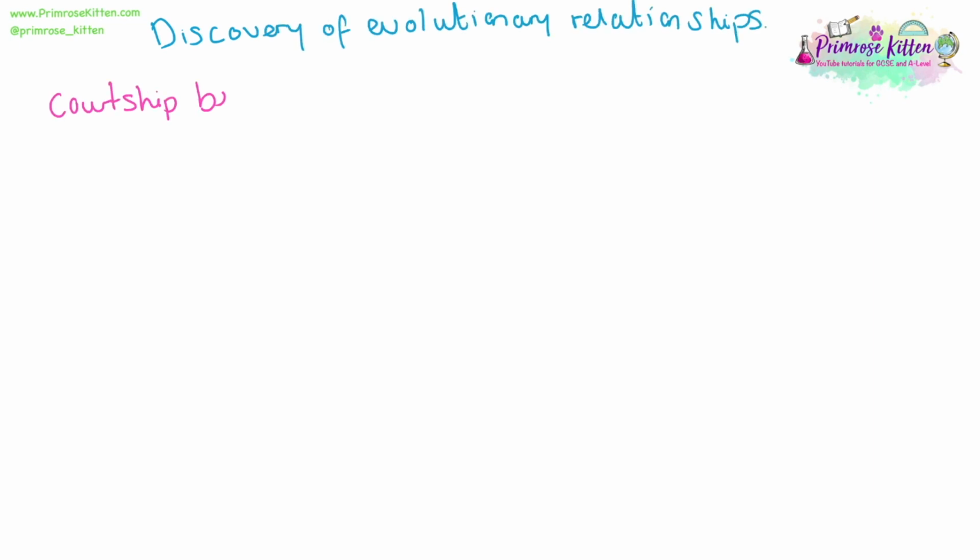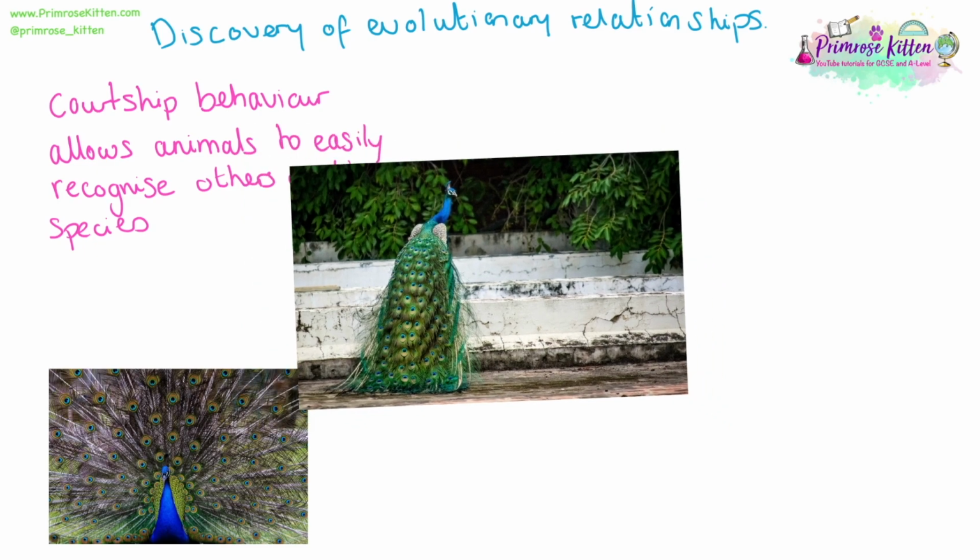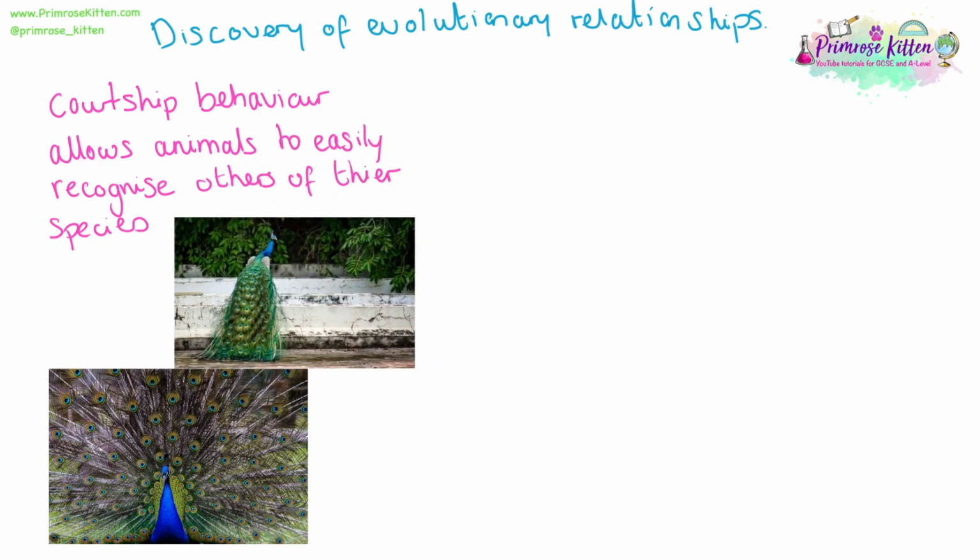There are a number of different ways that scientists can discover an evolutionary relationship. One that has always been very easy to observe before modern technology allowed us to experiment a bit more was courtship behaviour. This also allows animals to easily recognise members of the same species. For example, a male peacock is very easy to recognise. A female peacock, which is a peahen, is going to be very attracted to these feathers, whereas a female duck is not going to be very attracted to these feathers. People used this to classify these and say that these have an evolutionary relationship.